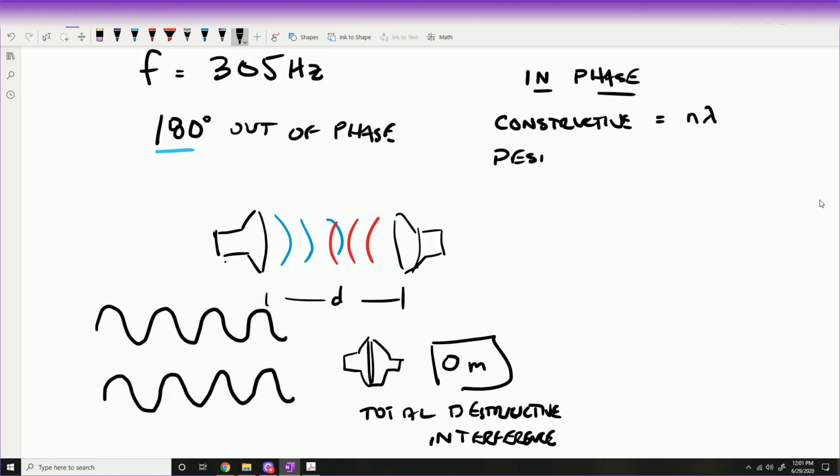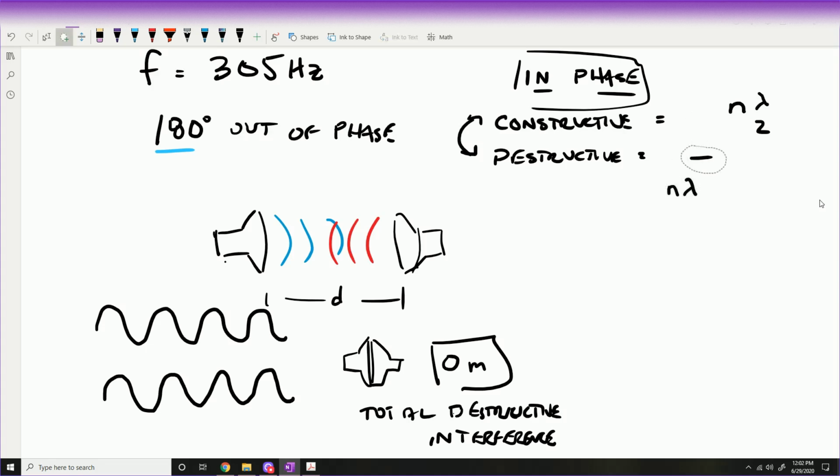So destructive is n multiples of a half of a wavelength. But that's if they're in phase. We were told that they're 180 degrees out of phase. So what that means is we actually just switch these. So it'll be destructive when it's multiples of a wavelength, and it'll be constructive when it's n multiples of a half a wavelength.